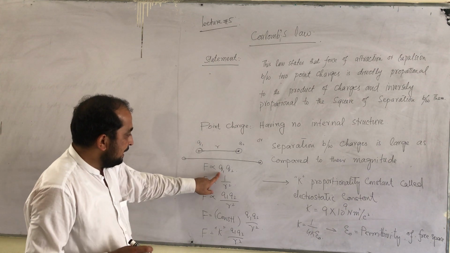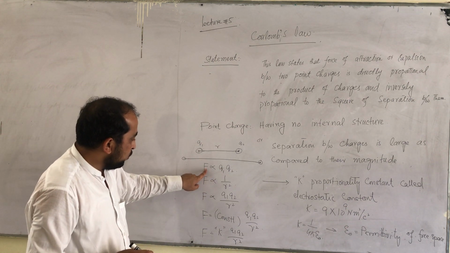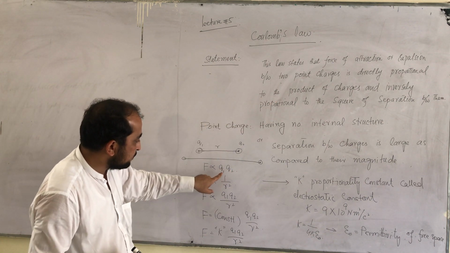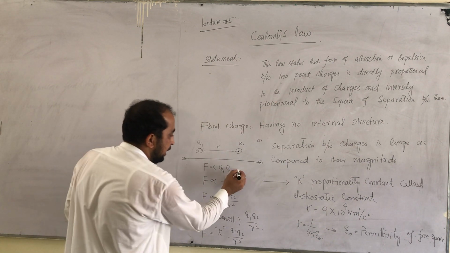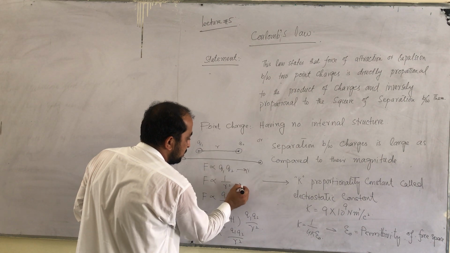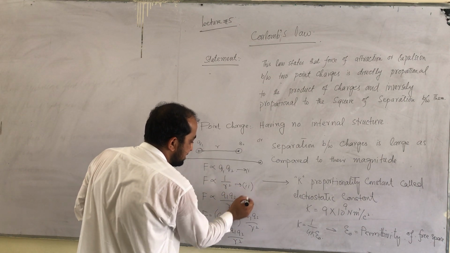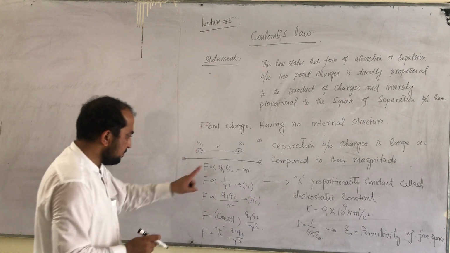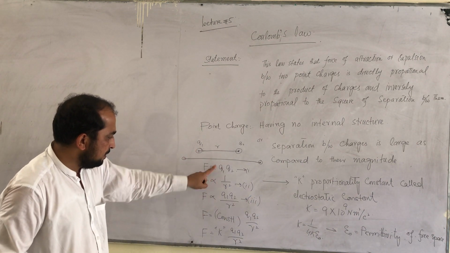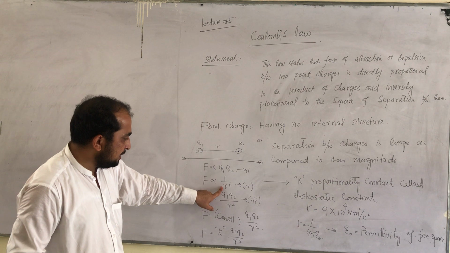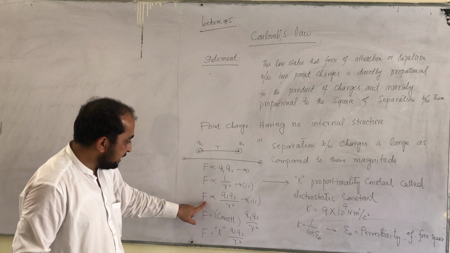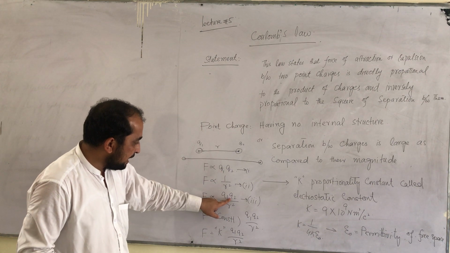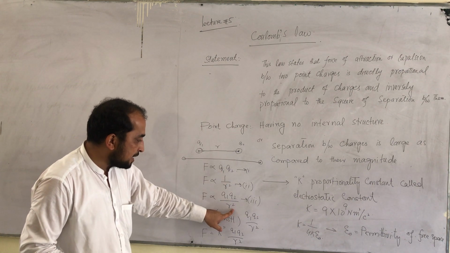So therefore, the force of attraction or repulsion is directly proportional to the product of charges and inversely proportional to the square of the distance between their centers. This is the first proportionality. This is the second proportionality. Combine both proportionalities. So F is directly proportional to Q1 multiplied by Q2 divided by R square.